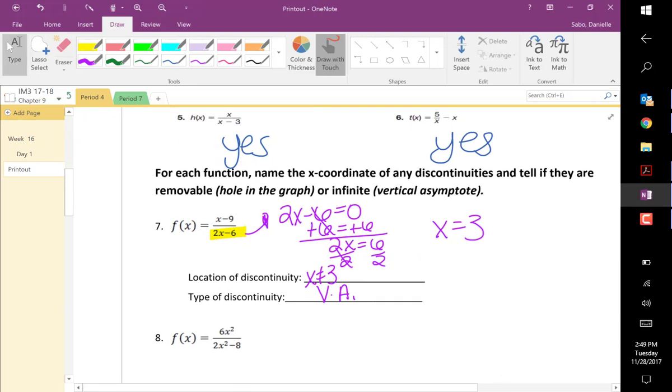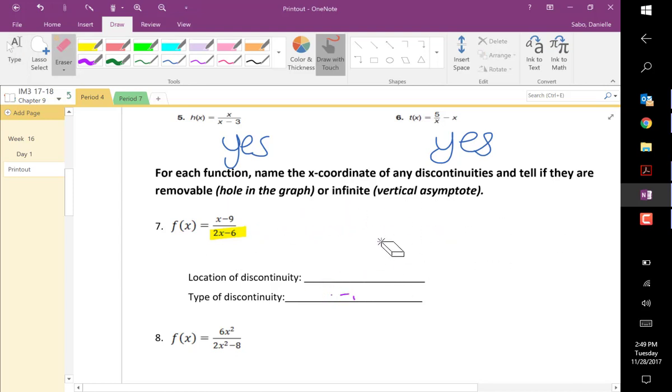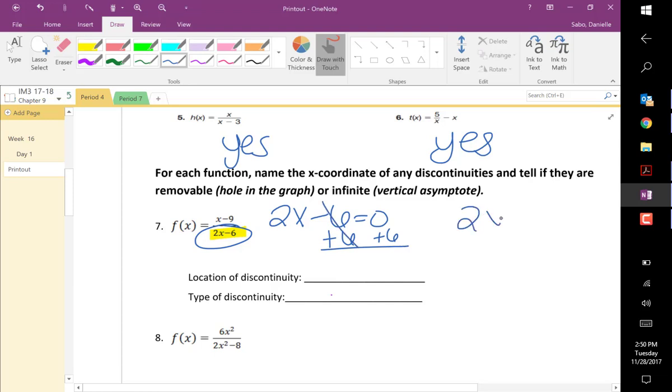So let's do another one. I just kind of did it for you, but remember, all you're doing is telling me what makes the denominator equal to 0. When you solve, I'm just going to write this out for the sake of time and help you out so that you can have something to look off of. You should get 3 when you do these 2 steps. So that's what you're going to put right here. That's where it's at. Good.